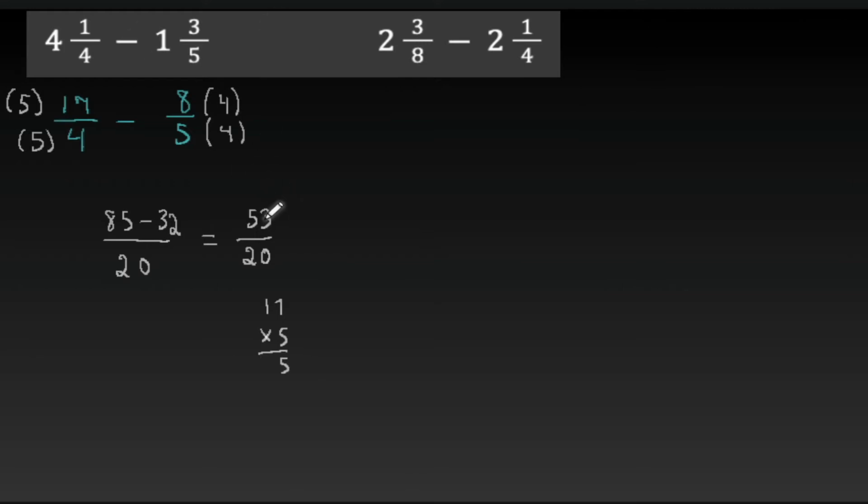So in order to get this as a mixed number, we need to divide. So let's go ahead and do that. Okay, so 53 divided by 20. 20 goes into 53 without going over twice. And 2 times 20 is 40. So we're going to subtract 40 from 53. And that gives us 13. So our answer is 2 and 13/20.